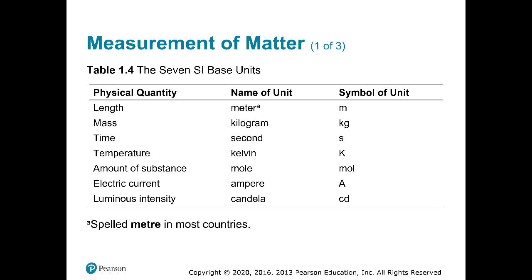So the 7 SI base units are these right here. Here we have length, and that's denoted by the meter. Here we have mass, that's the kilogram. Here we have time, which is the second. Temperature, which is Kelvin. The amount of a substance, and that's measured in moles. The electric current is ampere.